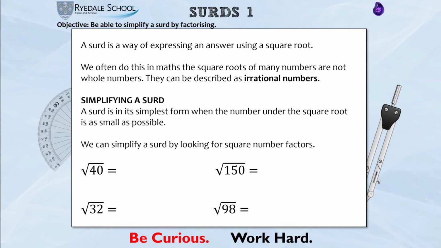How are we going to do this? Well, we need to look for numbers that multiply to make the number under the square root. But more importantly, we need one of those numbers to be a square number. So do make sure you know some of your square numbers today, because they will be super useful. It might even be worthwhile just writing down at the side of your page some of your square numbers.